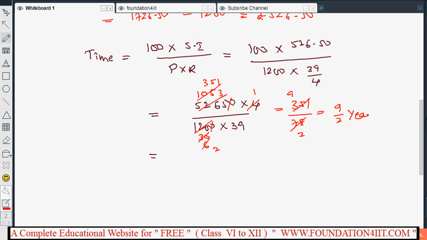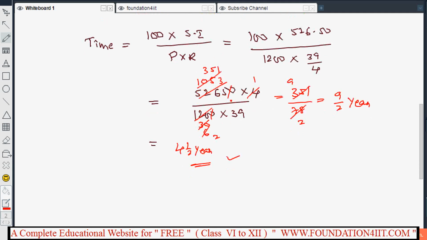So 9/2 years in mixed fraction is 4.5, that is 4 1/2 years. Okay, this is the time. Hence the required time is equal to 4 1/2 years.